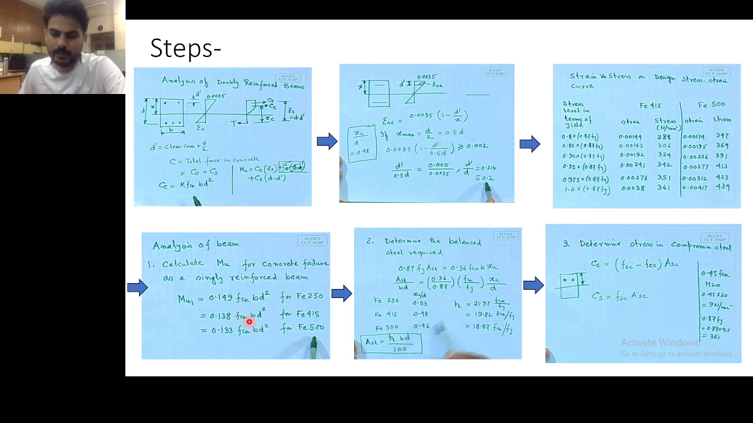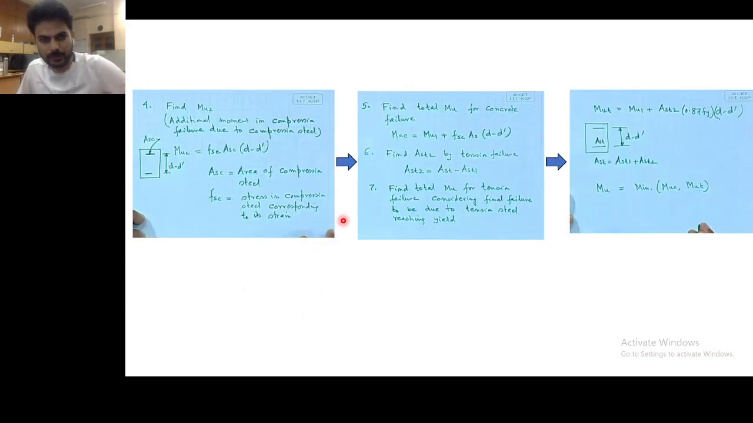That is a direct formula available for the different grades of steel. You guys can remember the 0.13 FCK BD square, because most of the time the problems are asked for Fe415. So find the total mu for the tension failure, considering the final failure to be due to the tension steel reaching the yield, by considering that MUT is equal to mu1 plus AST2 0.87 Fy into D minus D dash. That is, we have written it there because we are considering that to be yielded.